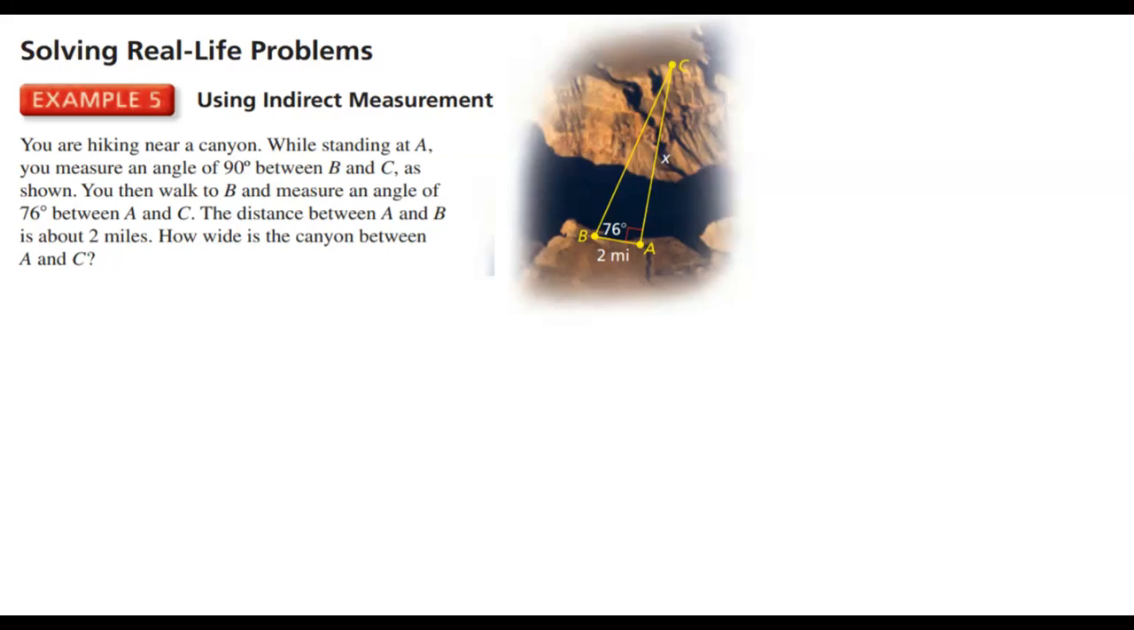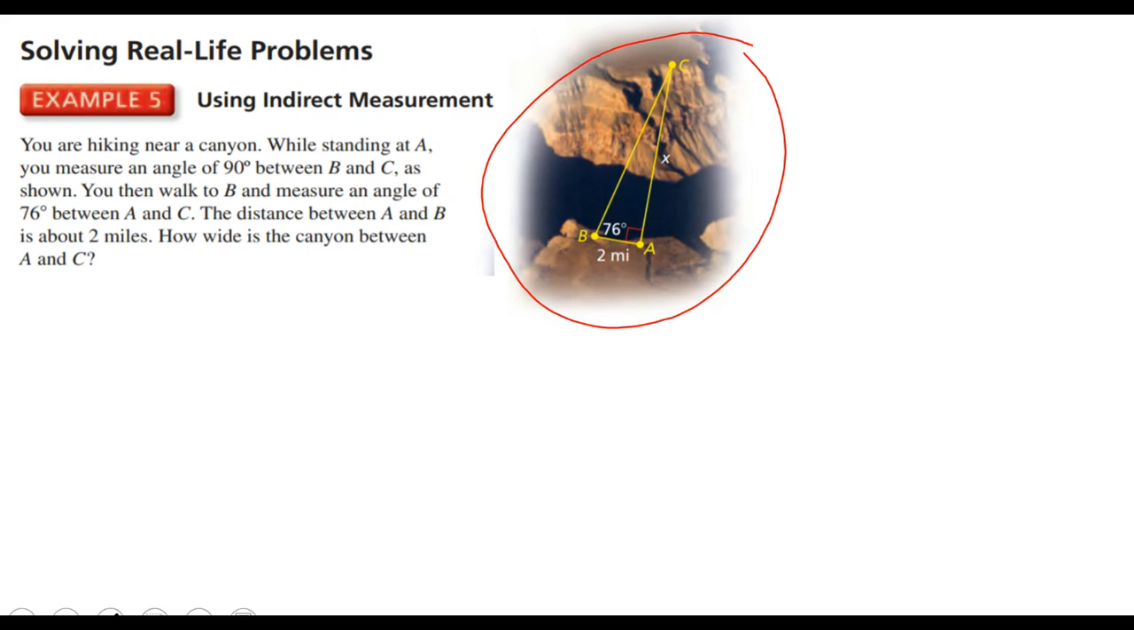Now let's try to solve some real life problems, or some real life applications, of the trigonometric ratios that we learned from the previous videos. So the problem here is: you are hiking near a canyon while standing at A. You measure an angle of 90 degrees between B and C, as shown in the figure here to the right. So this is the figure.